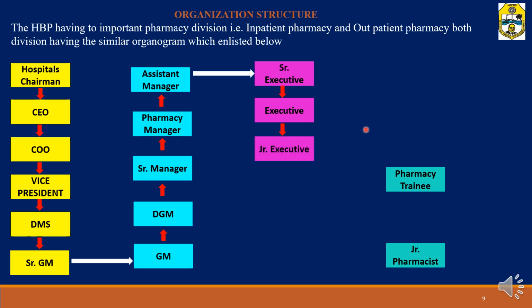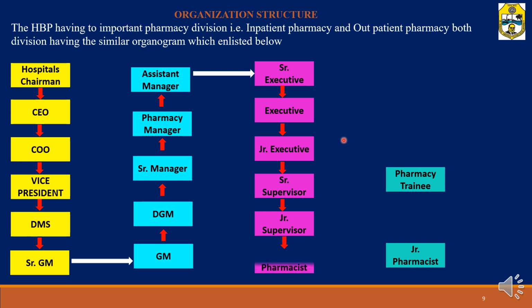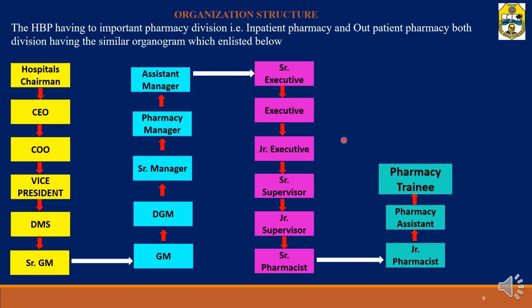So from here on, we will start with the staffing pattern. After executive, there is another person called a junior executive. Then below junior executive, there is a senior supervisor. Then below senior supervisor, there is a junior supervisor. Just below junior supervisor, there is a senior pharmacist. Just below senior pharmacist, there is a junior pharmacist. After junior pharmacist, there is a pharmacy assistant, and the last one is the pharmacy trainee.